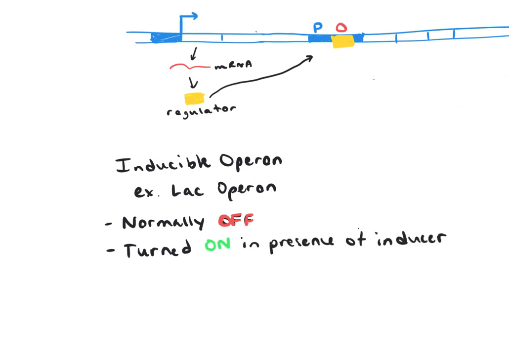So again, if there's no lactose, there's no expression from the lac operon. It's turned off. But when lactose is in the cell, the operon is turned on. Now we know that there's a little bit more regulation than this that has to do with glucose. I'll get to that later.